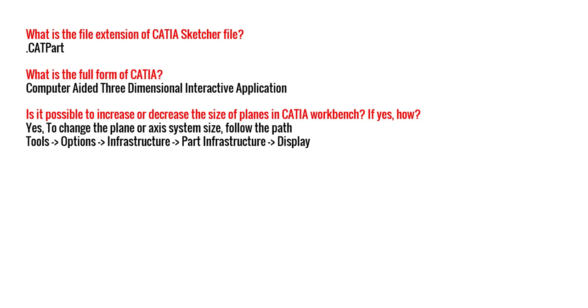So we will go for Tools, Options, Infrastructure, Part Infrastructure, and Display. When you open the Display tab, it will show you the axis system size option. You just have to make the required changes. You will have to give the size, and the size will automatically be updated.